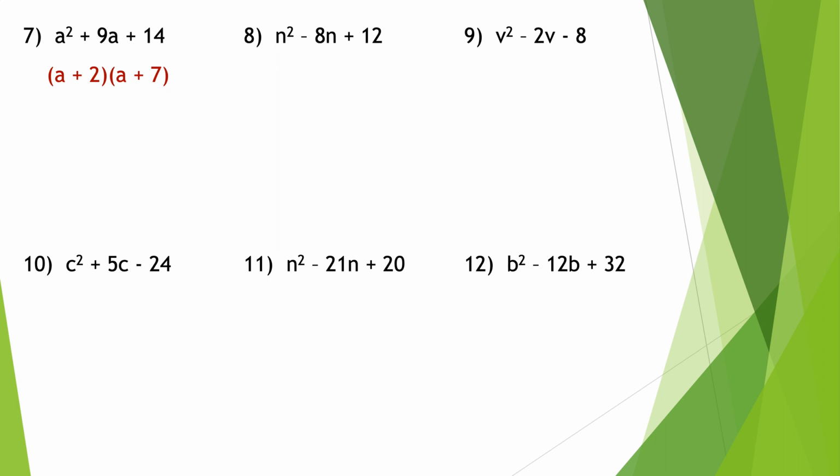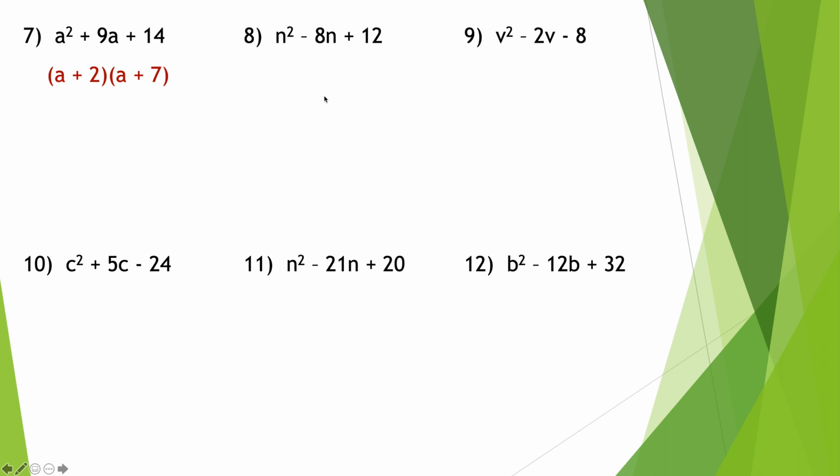This one I'll do using AM. I'm looking for two numbers that multiply out to equal 14, add up to equal 9. I'll go with 2 and 7. Let's check. A times a is a squared. A times 7 is 7a. 2 times a is 2a. So 7a's and 2a's add up to 9a's. And 2 times 7 is 14. So I know that's correct.